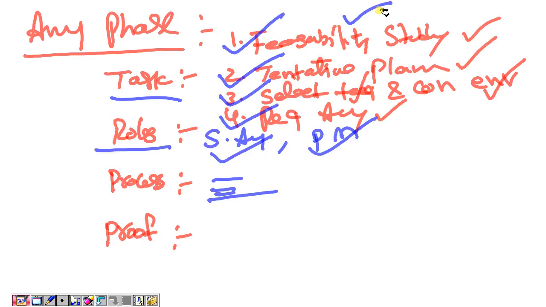Next, select the technology and confirm the environment. Why do we need technology and environment? If you want to develop any application, you must use one programming language, which we call a technology, like Java, .NET, PHP, whatever it may be. And to develop and use an application, you require one environment, like a standalone environment, or client server environment, or web environment, or distributed environment. They can select whichever environment is suitable and mention it here.